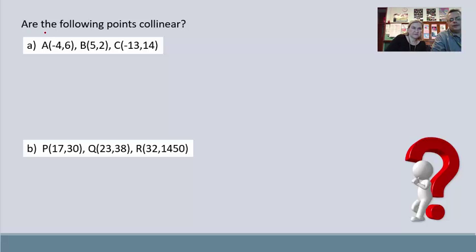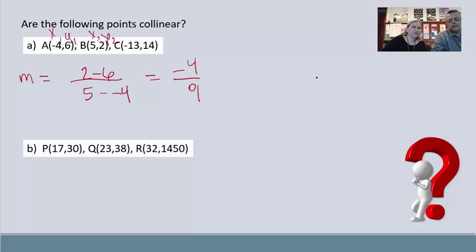Let me get my pen here. Again, I would label the points for myself really quickly: x1, y1, x2, and y2, and figure out the slope. Remember, the formula says y2 minus y1, or 2 minus 6, over 5 minus -4. Again, be careful with those negatives. So we end up with -4 over 9 in this case, and that doesn't reduce.